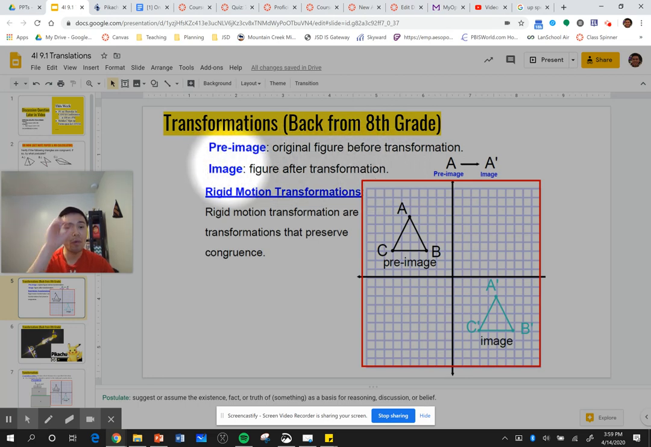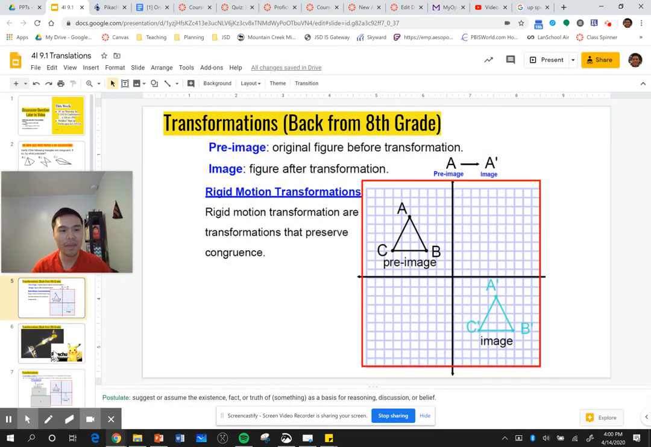So you're basically moving from one part to another part on the X and Y axis plane, okay? We can denote that as saying, in this case, we could use capital A, and then it turns into, with that arrow, it turns into A prime. Okay, that's basically the movement of the image. That's the before and after. Okay, and then we call this rigid motion transformation. Okay, because we're only using X and Y axis. We're preserving those triangles. We can see that they're congruent to each other.